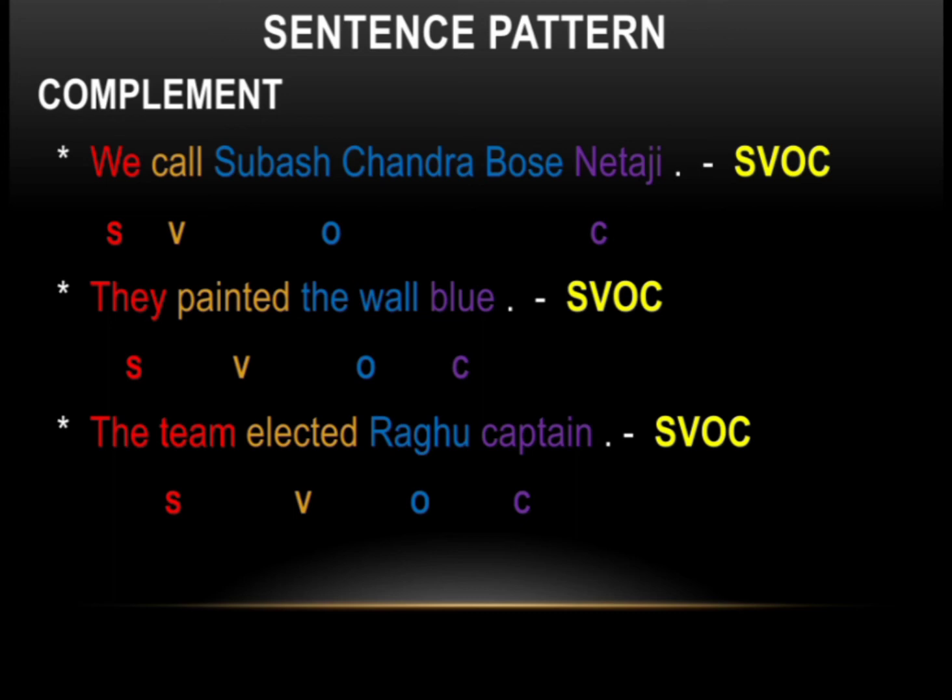Next sentence. The team elected Raghu captain. The team is the subject. Elected is the verb. Whom? It is answering the question whom? Raghu. So that is the object. And captain is completing the meaning for the object, and so it is a complement. So the pattern is SVOC.